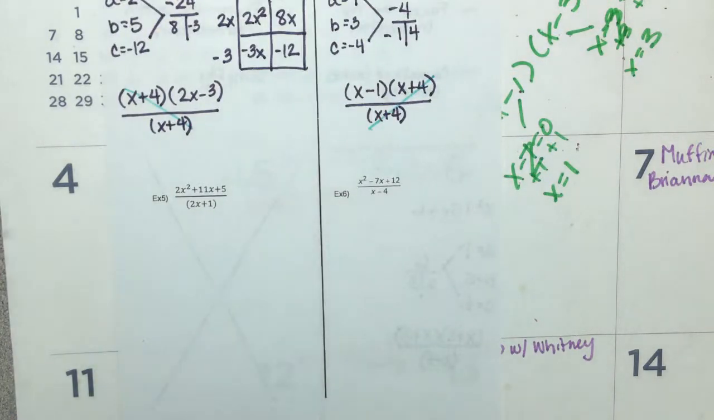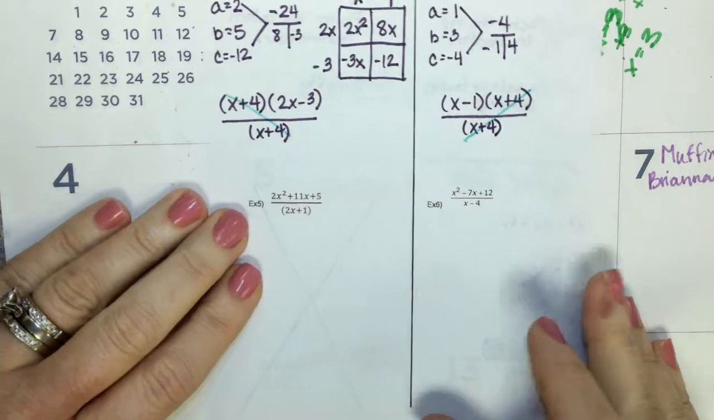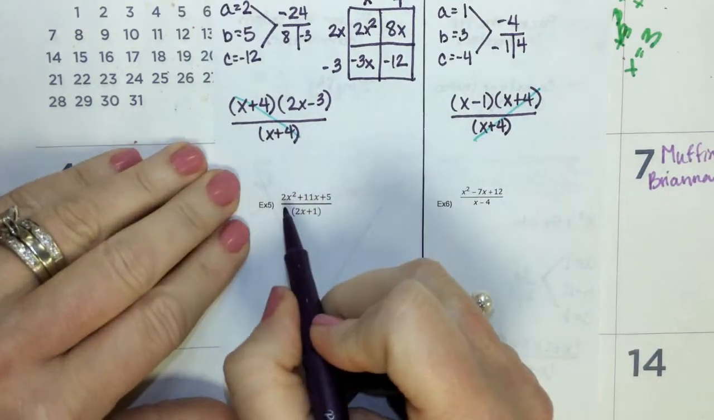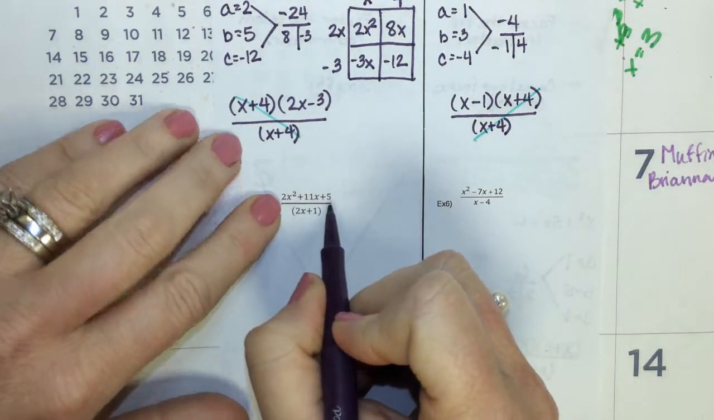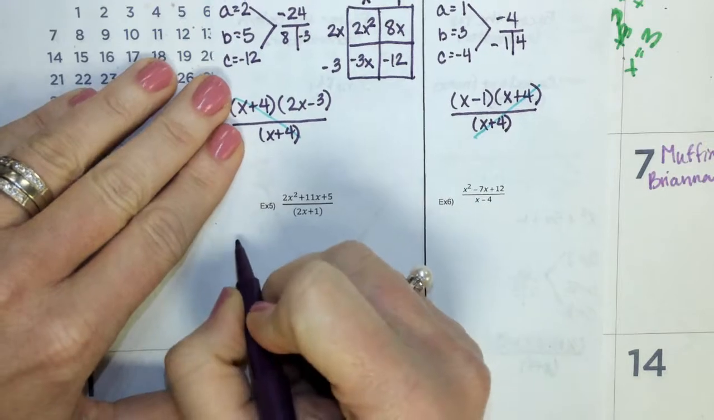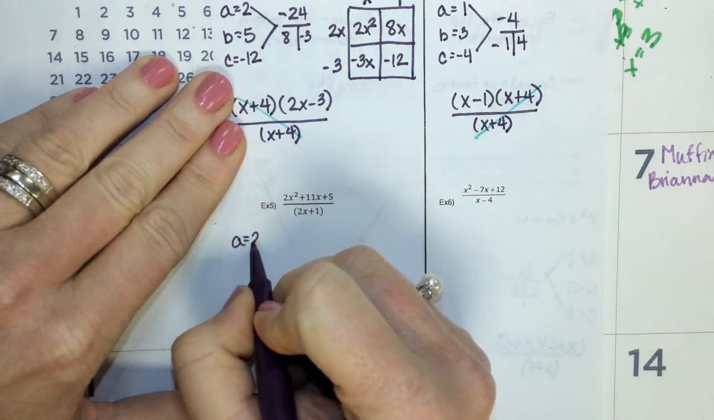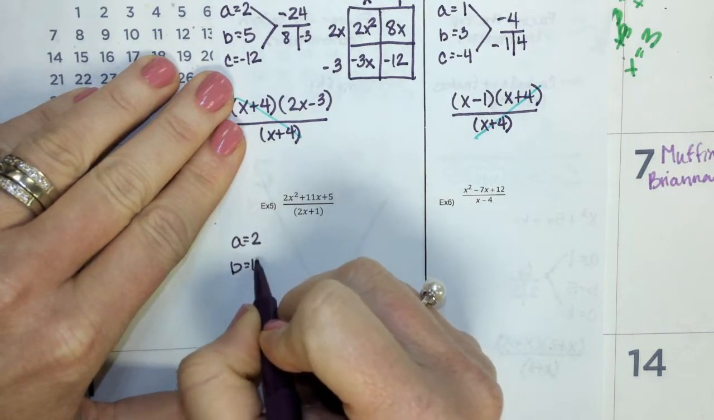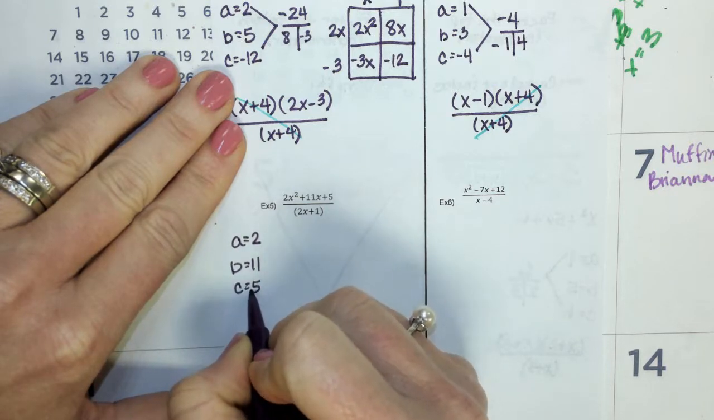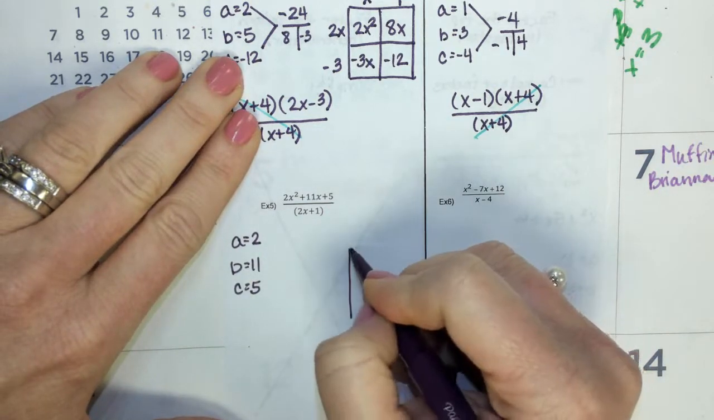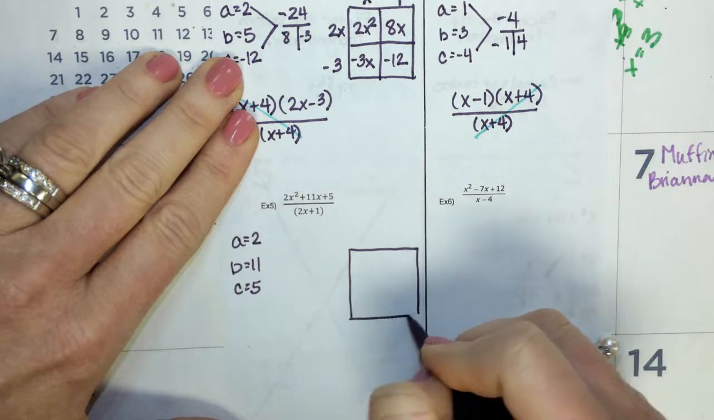Okay. All right. So example 5. So we start with step 1. We're going to factor the top. I don't have a greatest common factor here other than 1, so I can go ahead and list my a, b, and c. So a is going to equal 2, b is equal to 11, and c equals 5. Since a is not 1, I'm going to have to use my box here.